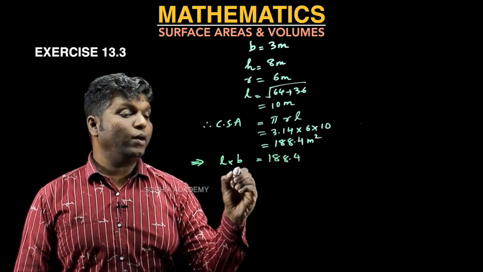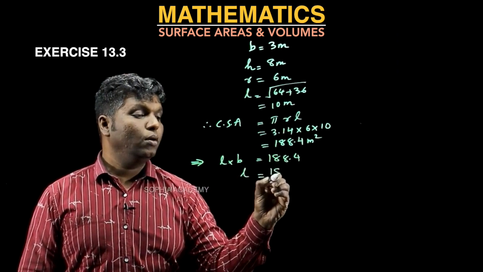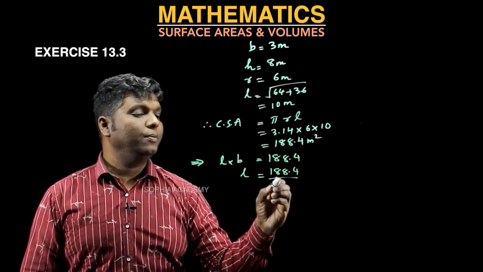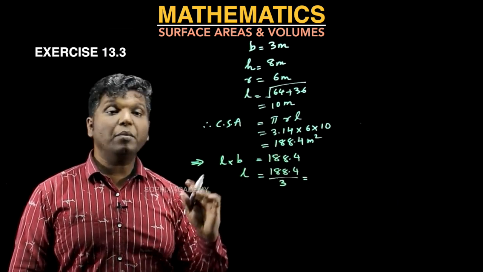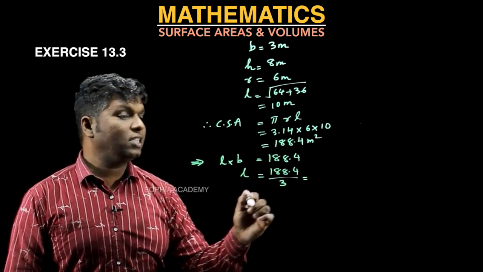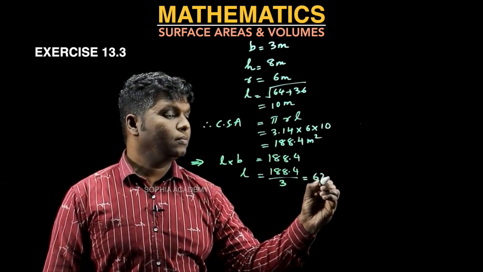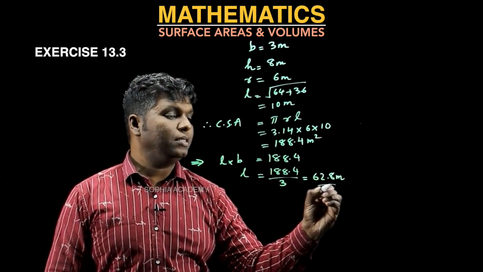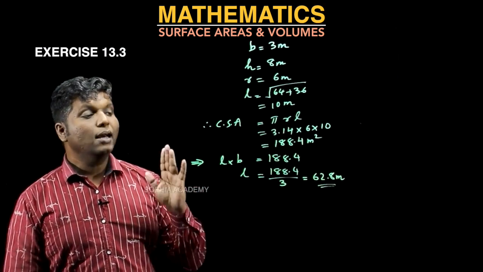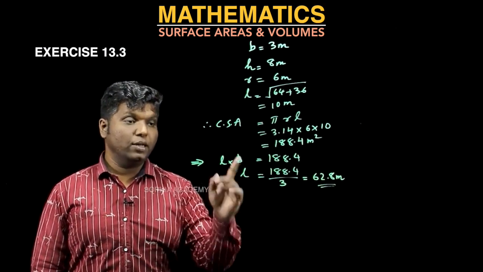That implies length into breadth is equal to 188.4, and we have to find the L. So L is equal to 188.4 divided by breadth. What is breadth? It is 3. So dividing by 3, whatever you get, that is the length. Here, while dividing, you will get 62.8 meter. This is the length. So the total length of the tarpaulin which is required is this much.